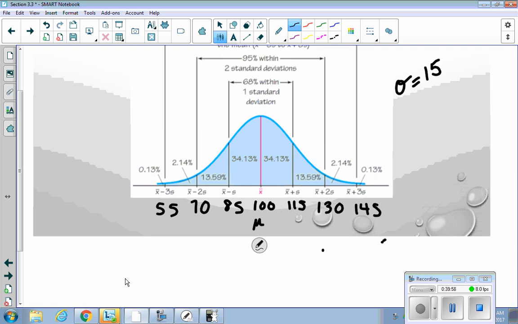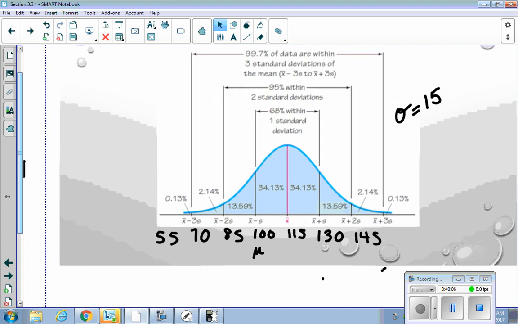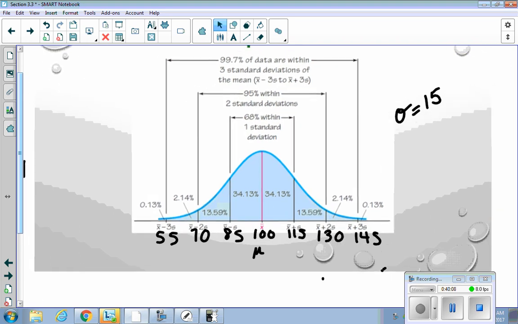Oh, no. Okay, good. Now I understand your question. If I'm talking about just this amount, that's 68%. But if I expand it, that's 95%. It's accumulative as we go. You were trying to take 68 and then add 95. No, this is 68% within one standard deviation. Then I expand that to 2 standard deviations, then I move to 95%.